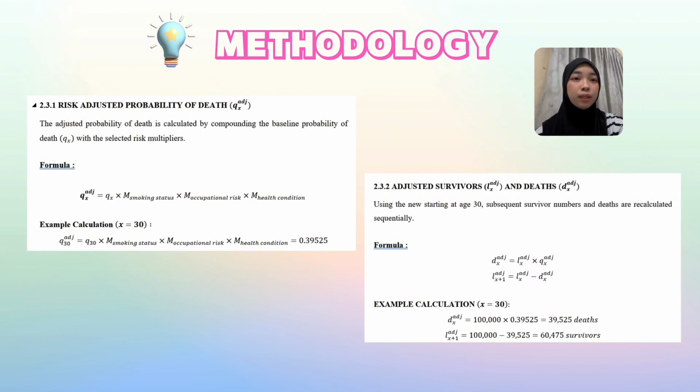Second, the adjusted probability of surviving. Because survival and death remain complementary events, the adjusted probability of surviving to the next age is simply the complement of our new risk-adjusted mortality rate.